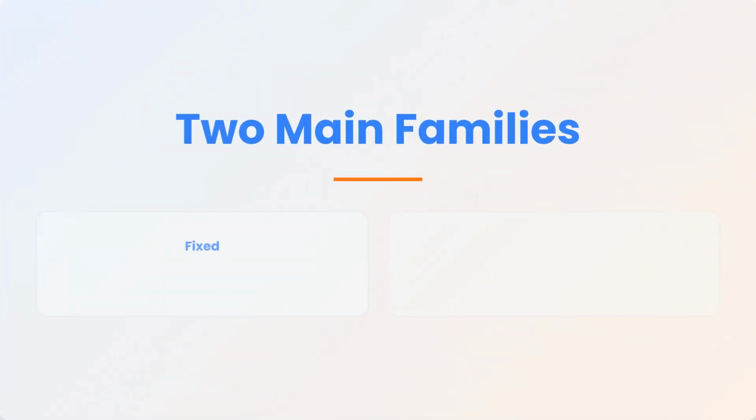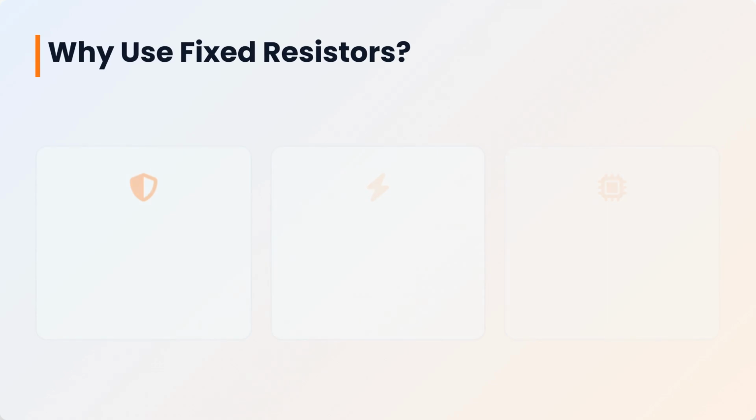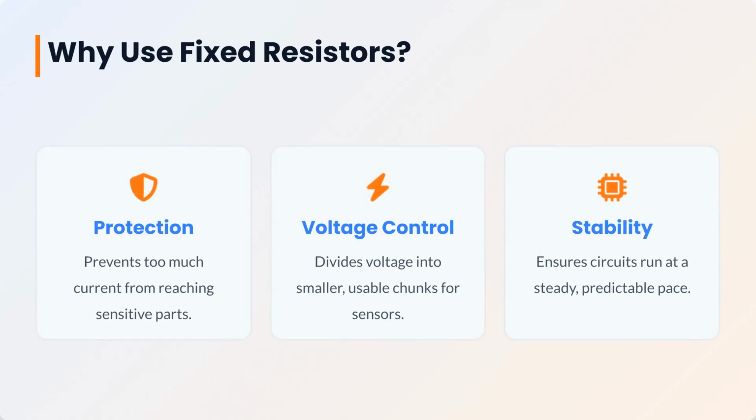Resistors fall into two main families: fixed, where the value remains constant, and variable, where you can manually adjust the resistance. Fixed resistors are used for protection, preventing excess current. They also offer voltage control by dividing voltage and ensure circuit stability for predictable operation.